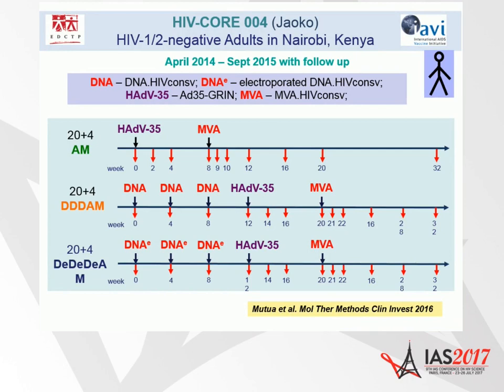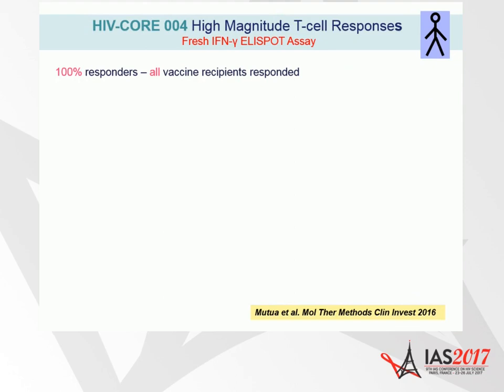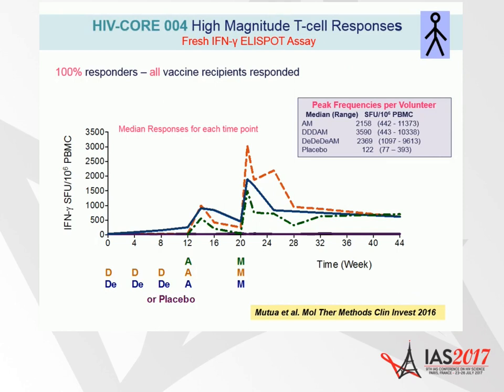Again, we tried to repeat the two most immunogenic regimens, and we also used electroporation for the DNA. Again, 100% of vaccine recipients responded to the vaccination. Median was between 2,000 to 3,000 ELISpots. The DNA, you can see, increases the responses, but at week 44, or 24 weeks after the MVA, these responses are not distinguishable. Even though it doesn't mean that, for instance, priming with DNA doesn't increase higher avidities through a low antigen priming.